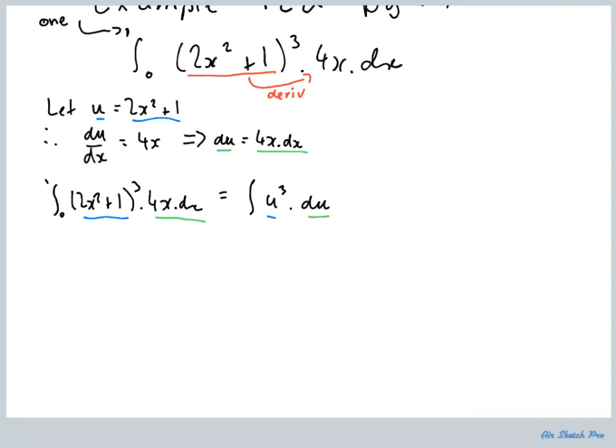I've changed the dx to du because 4x dx was moved to du, so that's okay. It's now with respect to u. Yeah, I haven't put the endpoints on, have I? It was 0 to 1, but because we've substituted, it is no longer 0 to 1. Okay, so what do we do? I'll just do this in a box over here.